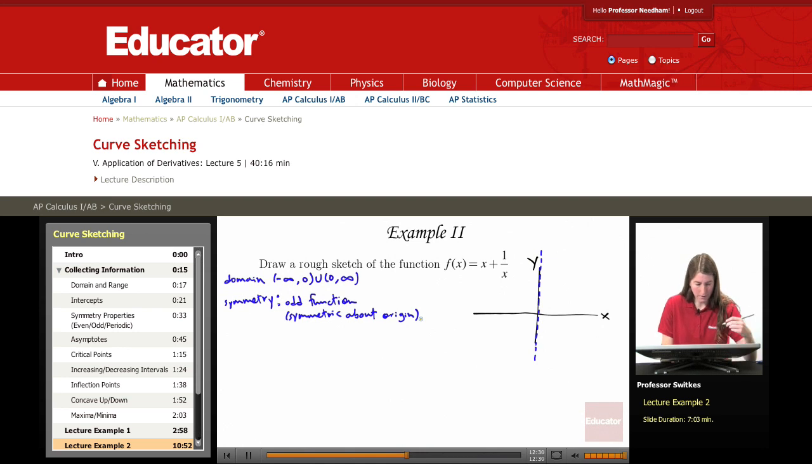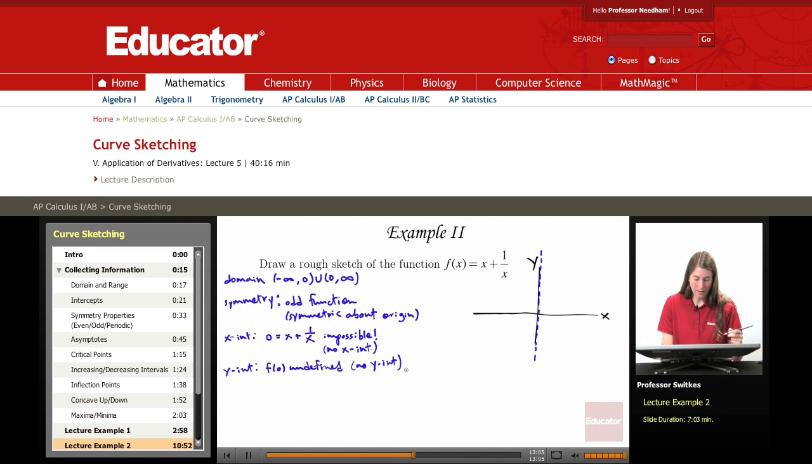Okay, next, we could look for intercepts. For x-intercepts, we would be setting y equal to 0 and trying to solve for x. And this is impossible, so there are no x-intercepts. Okay, let's look for y-intercepts. For y-intercepts, we would look at f of 0. F of 0 is not defined due to division by 0, so there's no y-intercept.